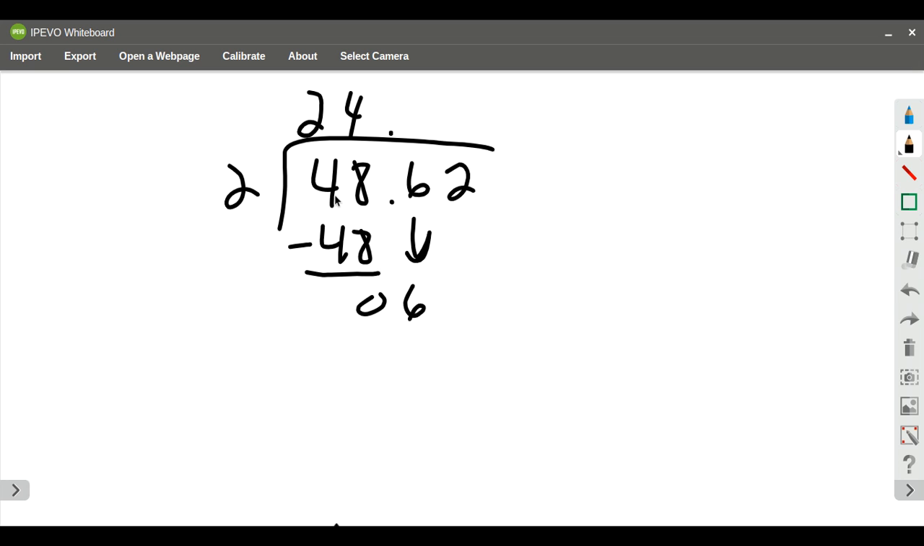So I don't always have to start with the ones place or start with my first digit. If I know what I can multiply the divisor by, like here it was 2 times 24, I can go ahead and do that and save myself a step. If you need to do it number by number, go ahead and do it number by number. 2 goes into 6 3 times. 2 times 3 is going to be 6. I'm going to subtract. I have 0 left over. I'm going to bring down the 2. 2 goes into 2 1 time. That's 2. Subtract. I have 0 left over.